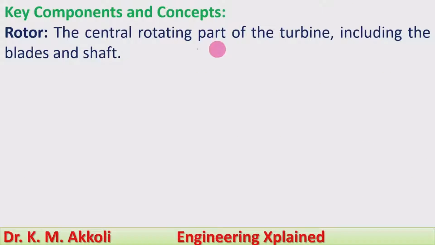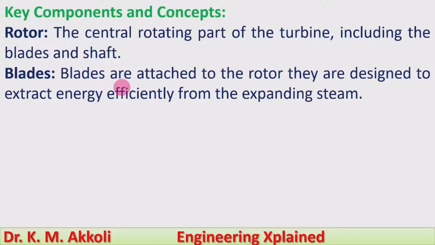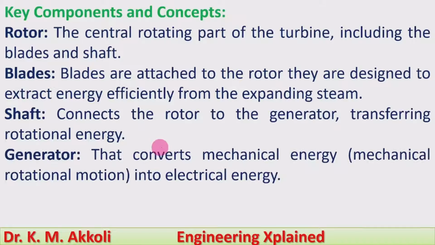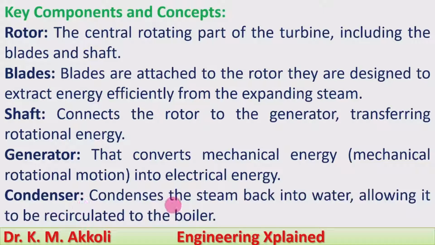Key components and concepts. Rotor, the central rotating part of the turbine, including the blades and shaft. Blades are attached to the rotor. They are designed to extract energy efficiently from the expanding steam. Shaft connects the rotor to the generator, transferring rotational energy. Generator converts mechanical energy, that is mechanical rotational motion, into electrical energy. Condenser condenses the steam back into water, allowing it to be recirculated to the boiler.